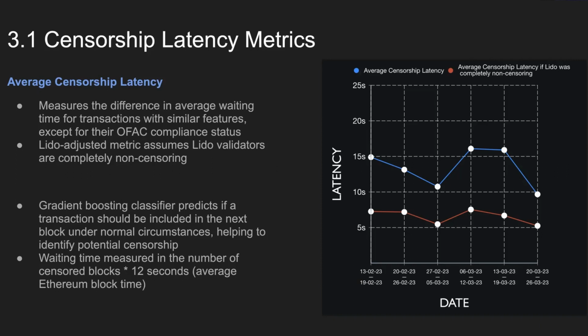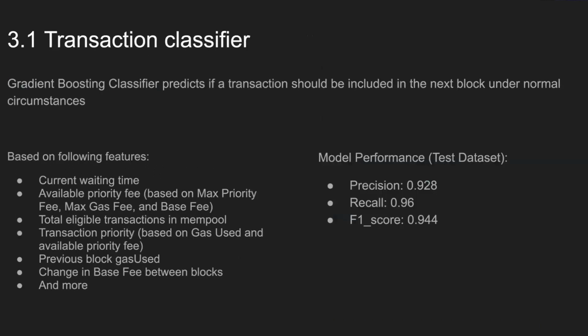How do we assess the censorship? We built a transaction classifier. It's a gradient boosting classifier which predicts whether an individual transaction should be included into the next block under normal circumstances. So it compares different transactions and makes a prediction based on many features. The most important features were the current waiting time of the transaction and the available priority fee. This feature is based on the max priority fee, max gas fee, and the current base fee.